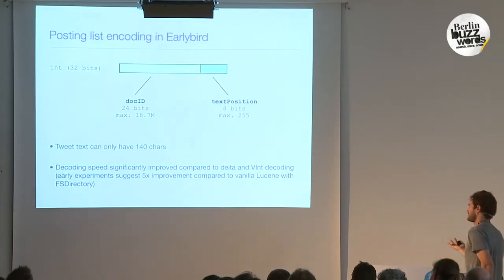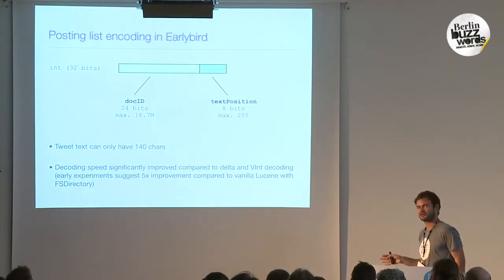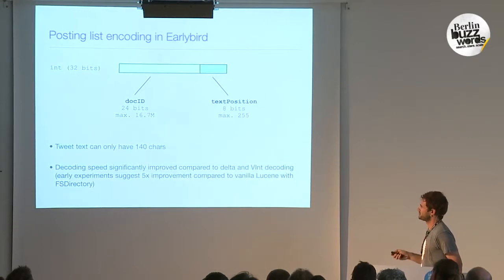So in our index, encoding is extremely simple. Every posting is mapped to an integer with 32-bit.